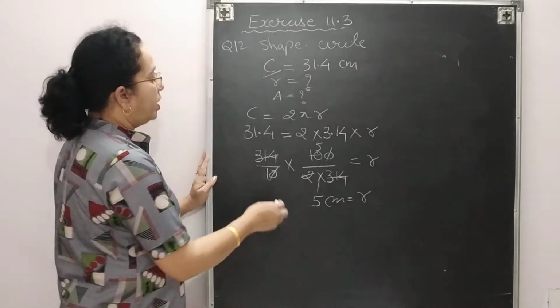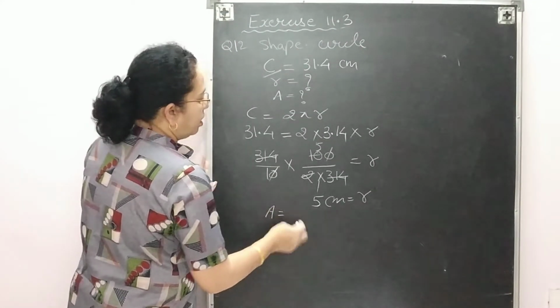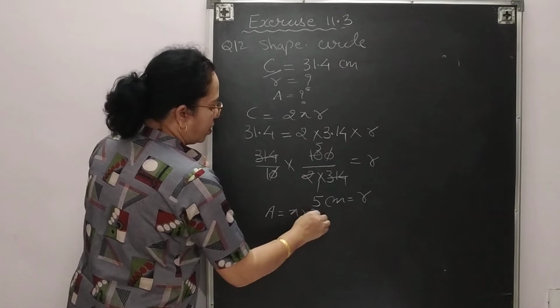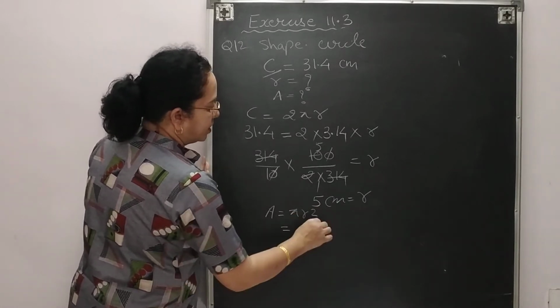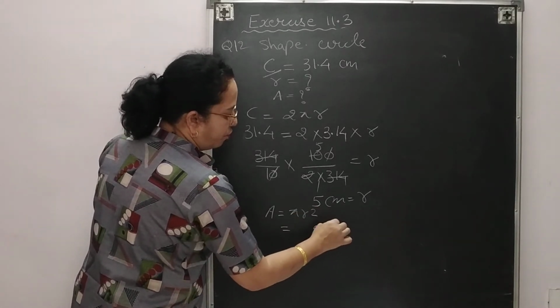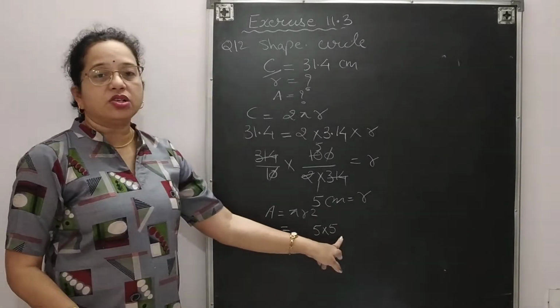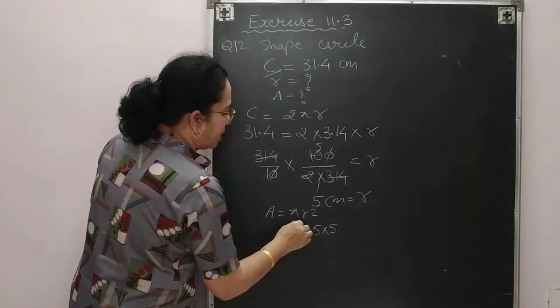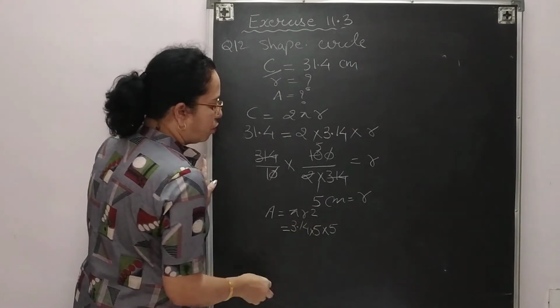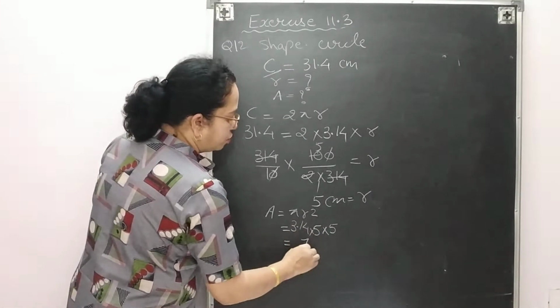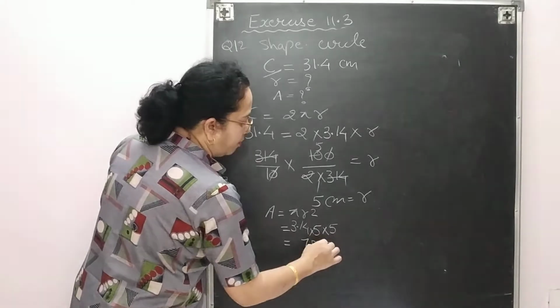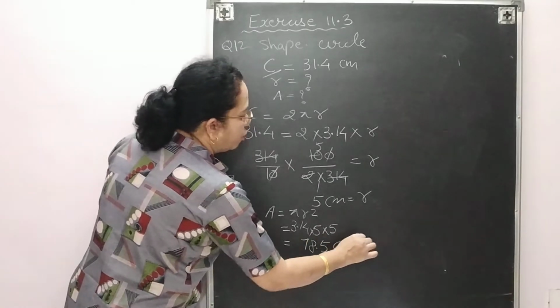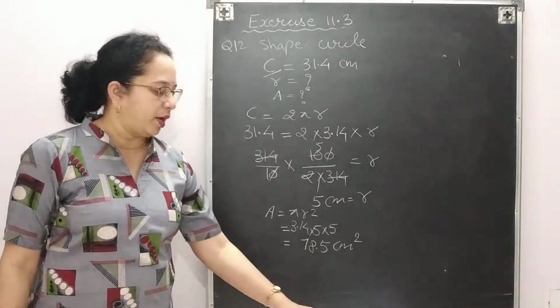Now you need to find the area. So area will be pi r square. The value of r is given as 5 and 5. Now the number is not divisible by 7, so for the value of pi, easily you can write down 3.14. Multiply the numbers, your answer will be 78.5. Again your unit will be centimeter square.